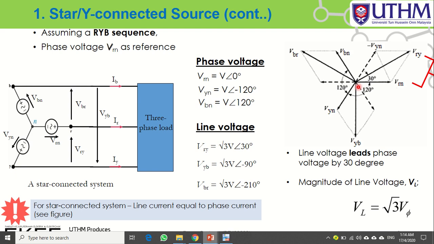Similarly for the Y phase, the line voltage at Y leads the phase voltage by 30 degrees. The magnitude of the line voltage is of course higher than the phase voltage, equal to square root 3 V phase. The last one: for star or Y connected system, line current equals phase current. That's the summary for the Y or star connected system, in this case the Y connected source.